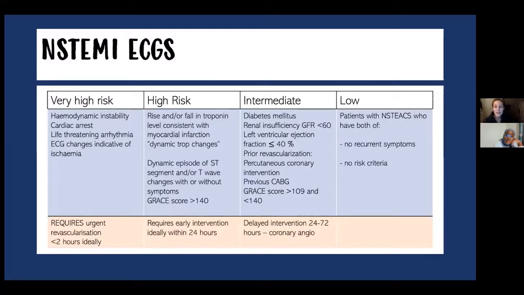And then our intermediate-risk patients are the ones with diabetes. They might have some renal insufficiency, they might have some heart failure going on, and they might have already been under cardiology.